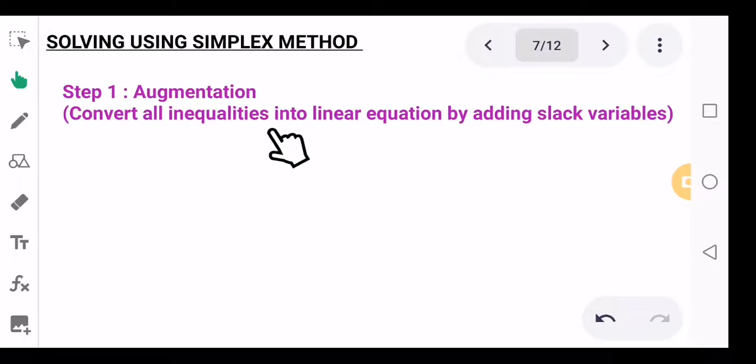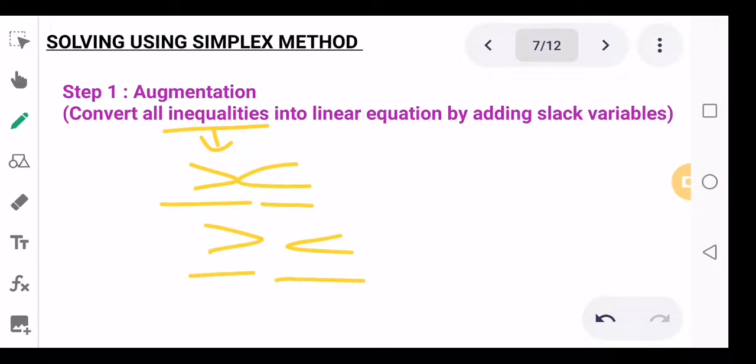converting all the inequalities into linear equations by adding slack variables. Inequalities refers to lesser than sign or greater than sign. So all these are inequalities. When you write like this or like this, that is greater than or equal to, less than or equal to, these are called inequalities, and these inequalities have to be converted into linear equations to solve further. And to convert into a linear equation, you need to add slack variables.